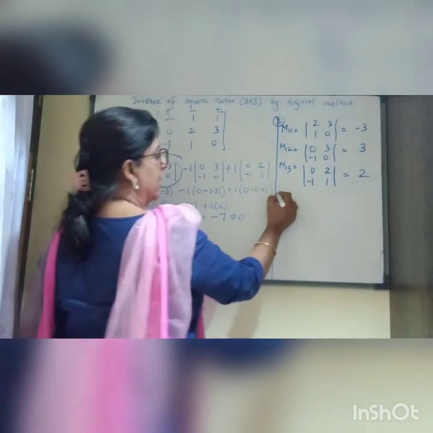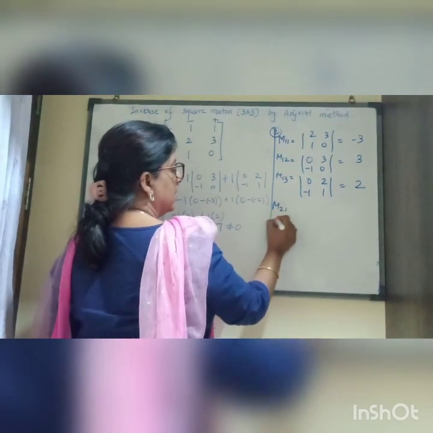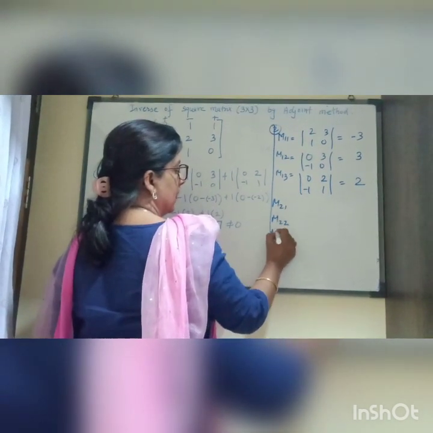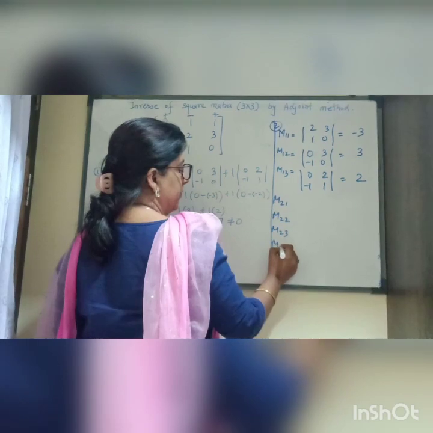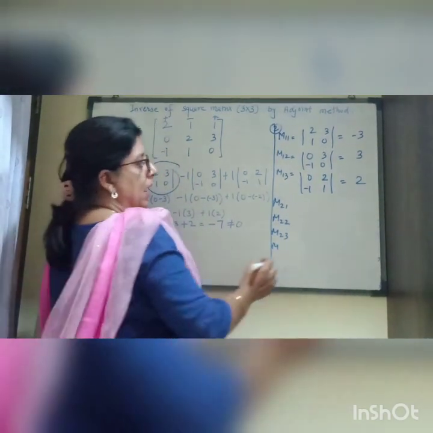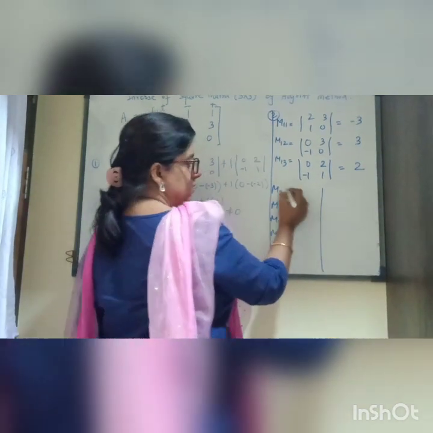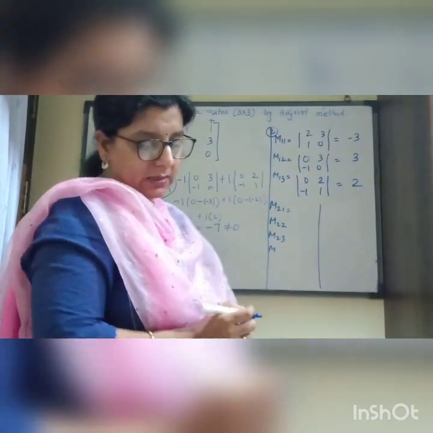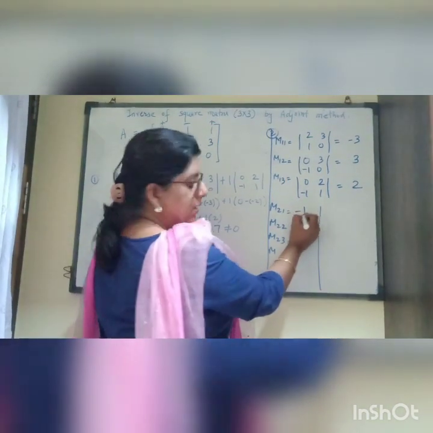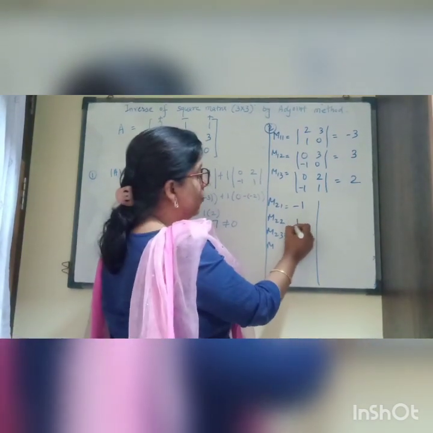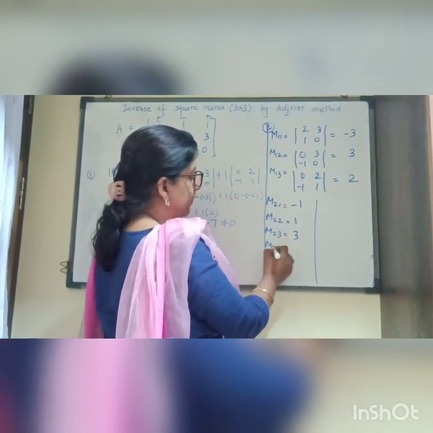Similarly, you have to find the rest of the minors yourself. And after finding the minors, you have to write down the cofactors. So I am giving you the answer, you note it down. M21 is minus 1, 1, 3.